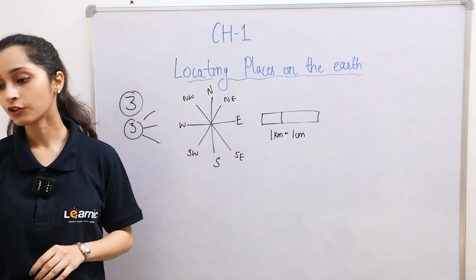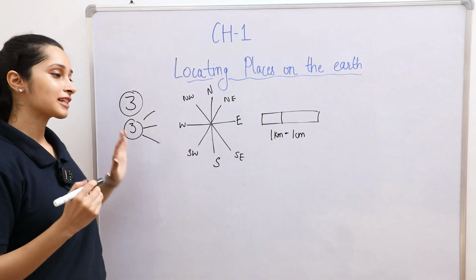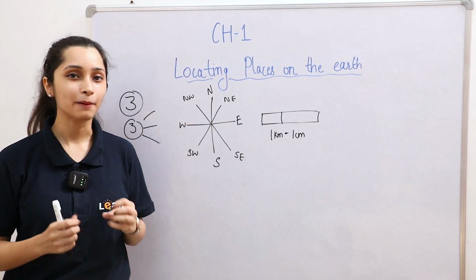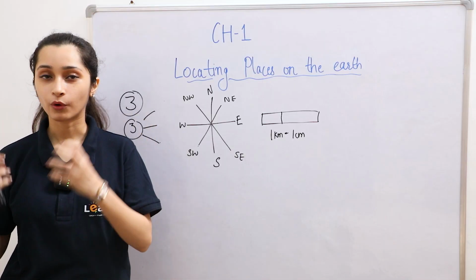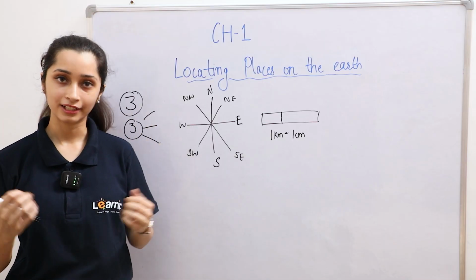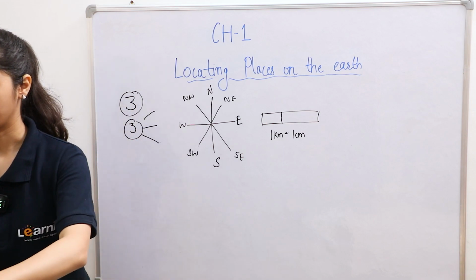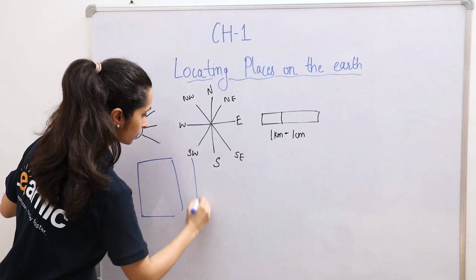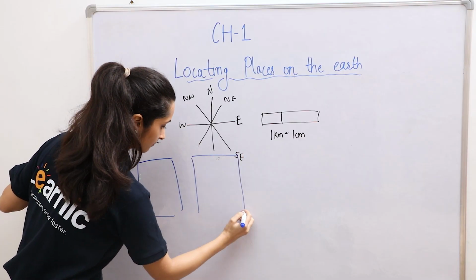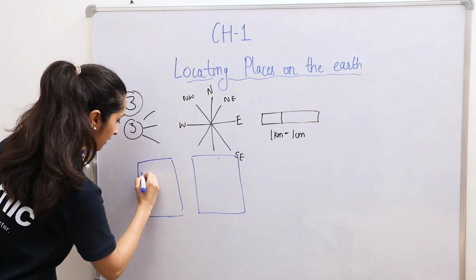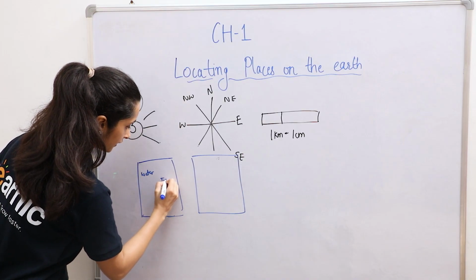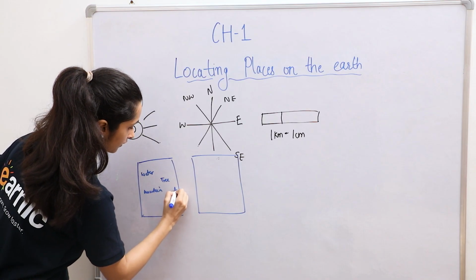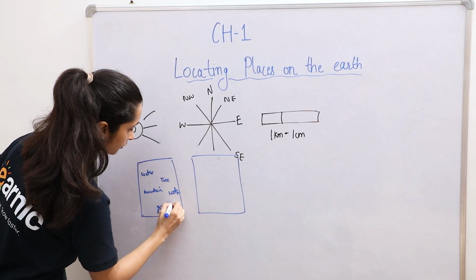Then students, the third component is symbols. Symbols is basically something that makes our maps beautiful and attractive. We don't want our maps to be full of words, full of content. We want it to be very beautiful and attractive. Let's look at an example. So for example, students, these are our 2 maps. In this map I have written water, tree, mountain, again water, and these are grasses. So this is one map.